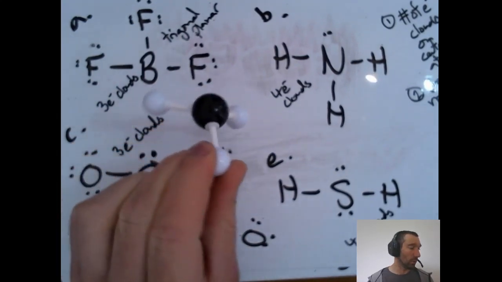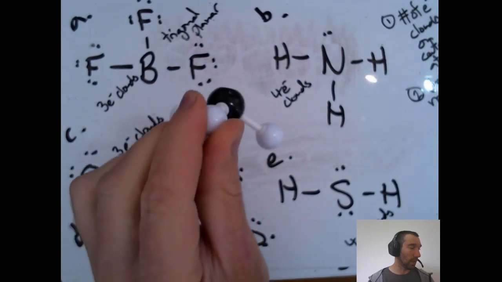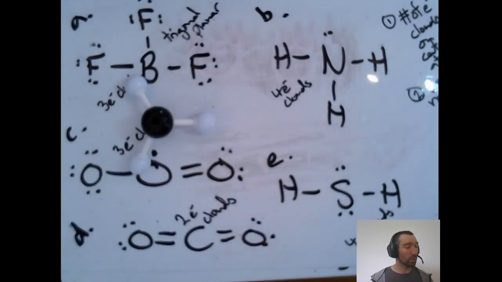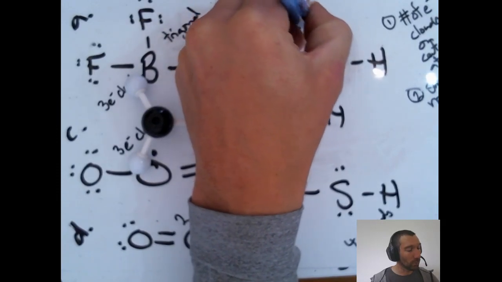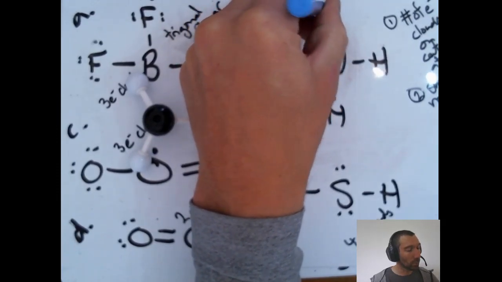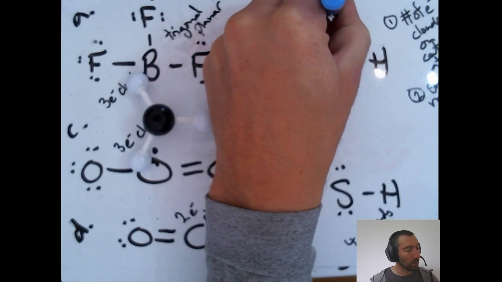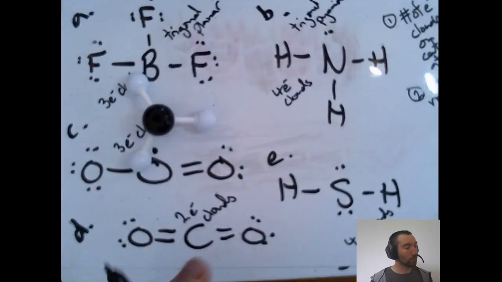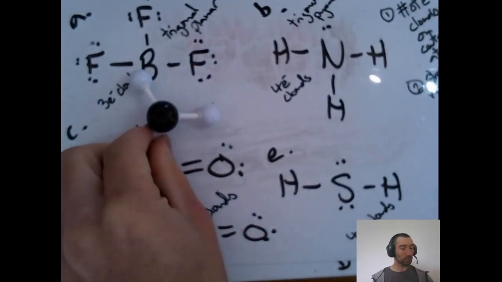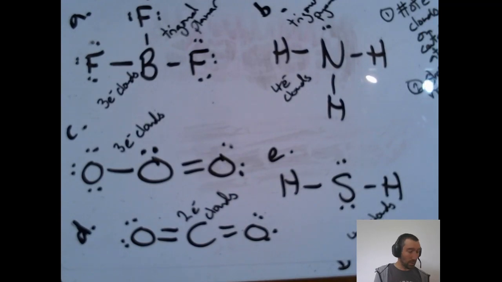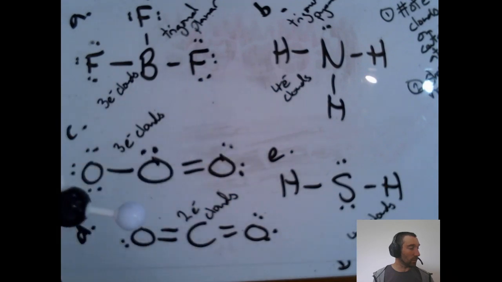I've only got 3 bonds, but it's no longer planar because it's like a pyramid. Okay, so it's trigonal for 3 bonds, trigonal, and then it is pyramid, trigonal pyramid. Okay, the next one, I look at O3 and I see 3 electron clouds.